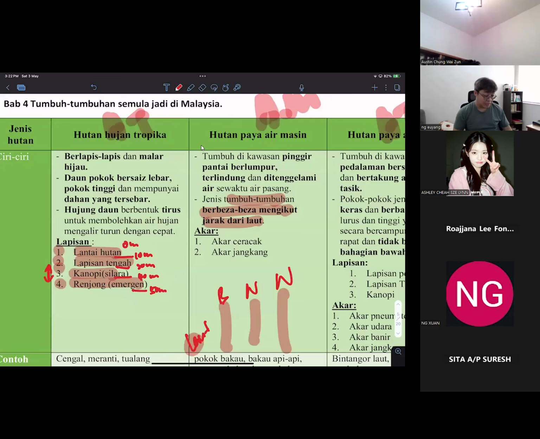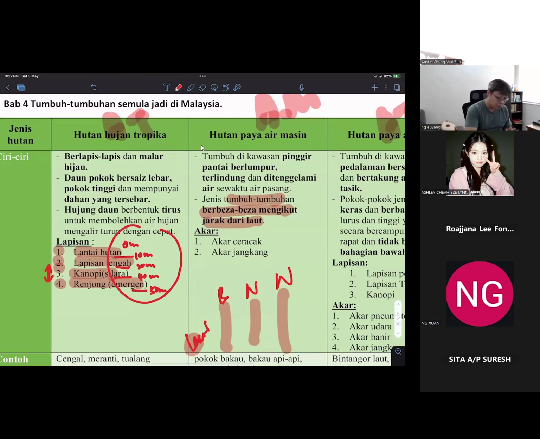Remember? Okay, so I thought this is until all the hutan hujan tropika is growing below the hutan gunung. Hutan gunung is 1,200 meter.